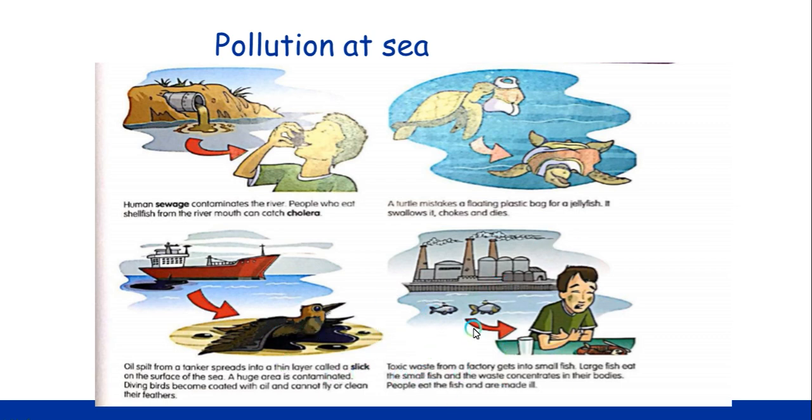Another one is the toxic waste from a factory that gets into a small fish. Now the large fish will eat the small fish, and the waste concentrates in their bodies. Now they already have all this inside their bodies. Now we all eat fish in our different homes. When we get in contact with this kind of fish that are contaminated, it makes people sick. So we really need to take very seriously how we pollute the sea.